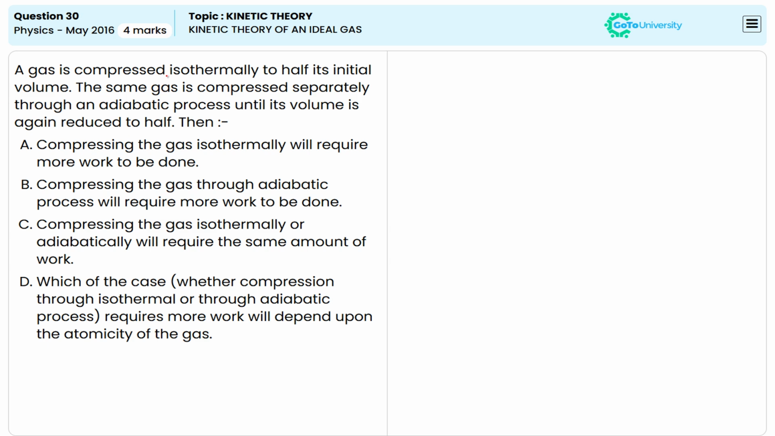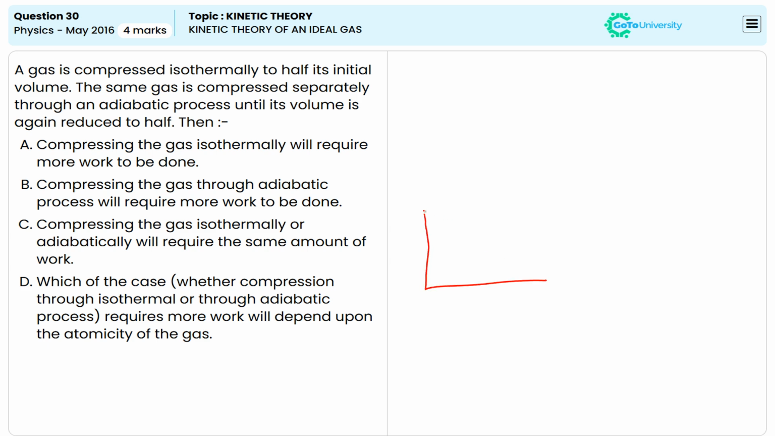A gas is compressed isothermally to half its initial volume. The same gas is compressed separately through an adiabatic process until its volume is again reduced to half. Then, we'll understand this one with the help of the PV diagram.